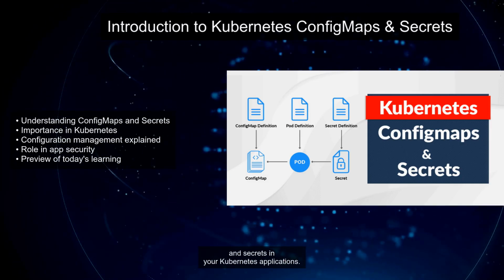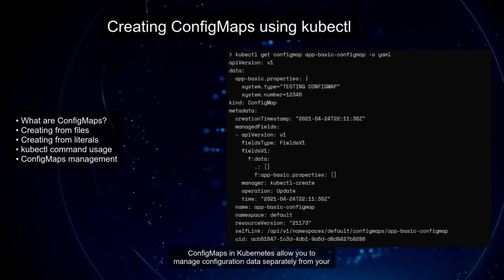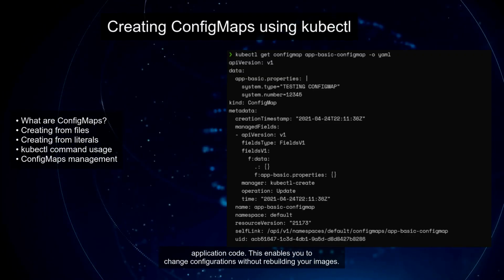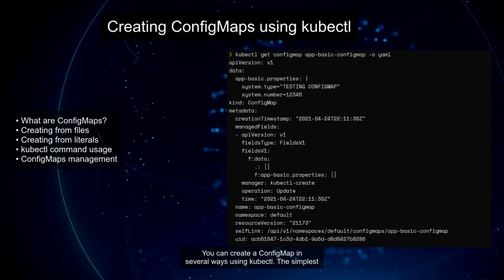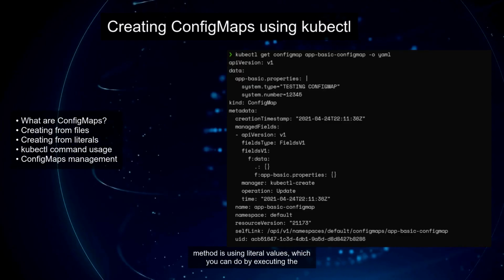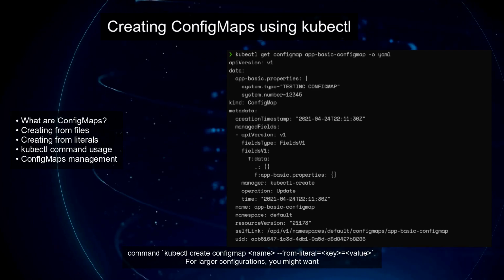in your Kubernetes applications. ConfigMaps in Kubernetes allow you to manage configuration data separately from your application code. This enables you to change configurations without rebuilding your images. You can create a ConfigMap in several ways using kubectl. The simplest method is using literal values, which you can do by executing the command kubectl create configmap name --from-literal=key=value.